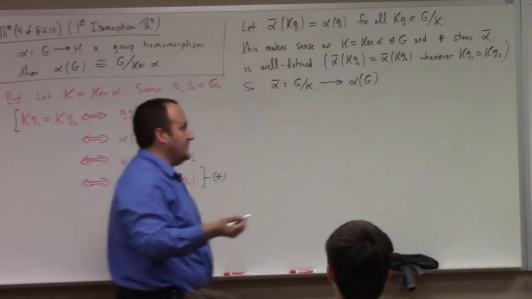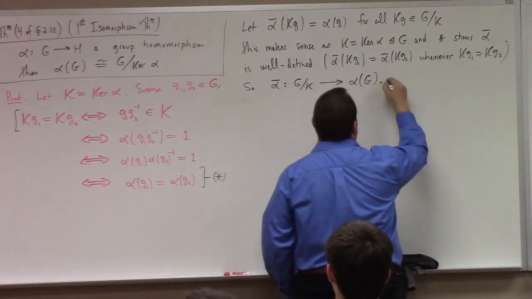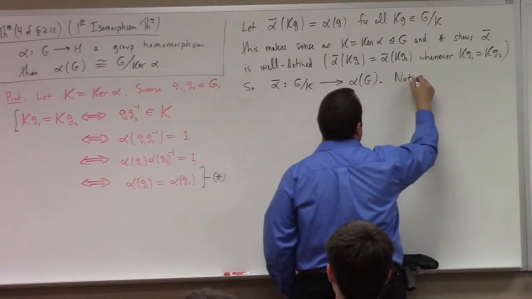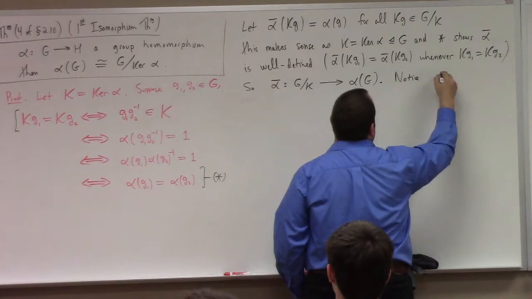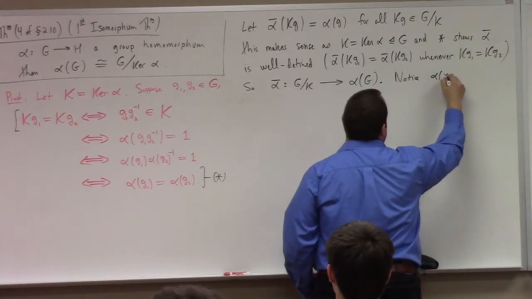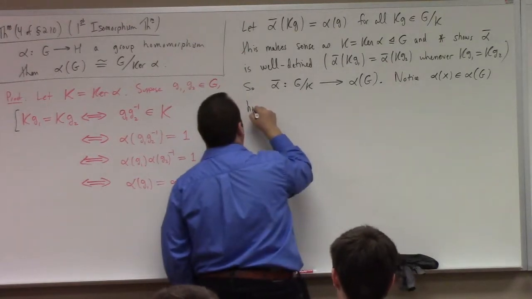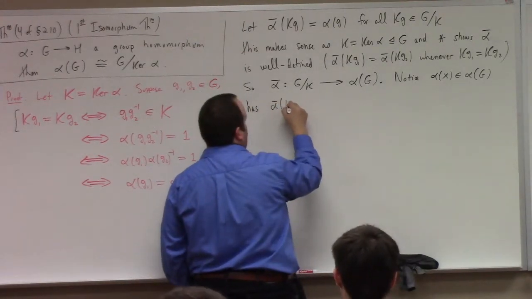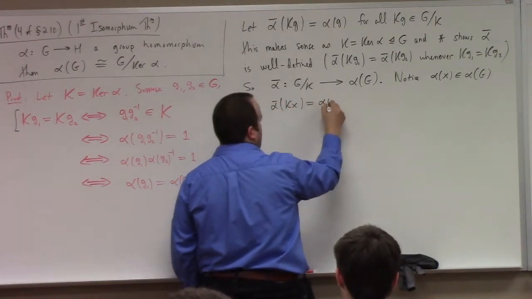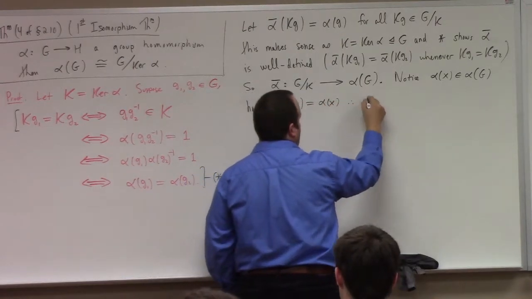It's easy to show that alpha bar is onto. Each alpha of x in alpha of G has alpha bar of kx equal to alpha of x. So therefore, alpha bar is a surjection.